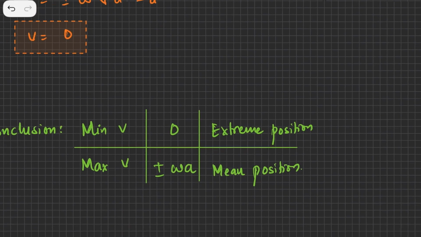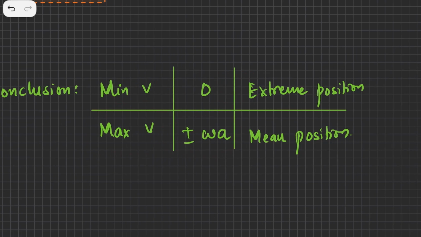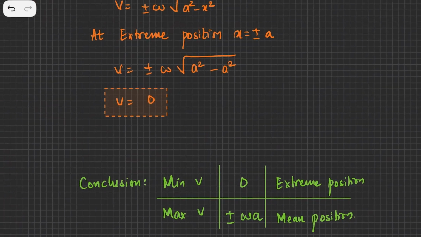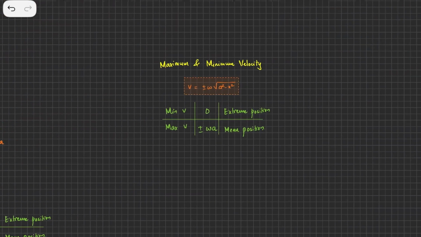I've clubbed that into a small conclusion here. The minimum velocity is 0 and the maximum velocity is plus minus omega a, and the positions are different. The minimum velocity is at the extreme position and the maximum velocity is at the mean position. So that's it in this video. We have discussed maximum and minimum velocity, and I hope you have understood this.